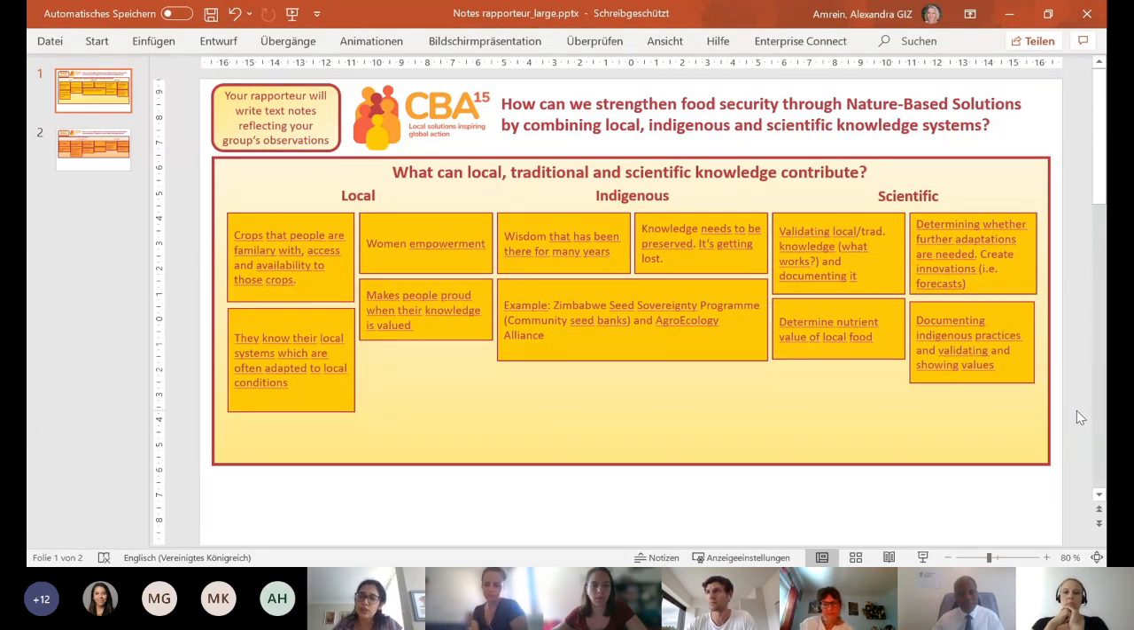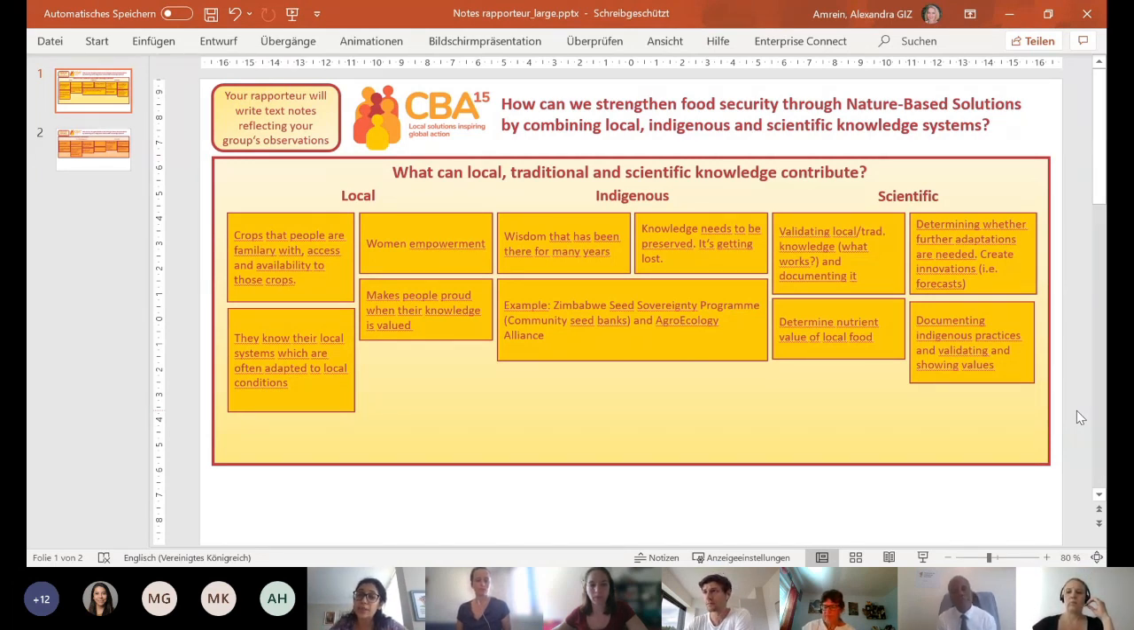There are also two other dimensions that we discussed. One was the gender dimension, in terms of women often being the smallholder farmers and custodians of knowledge. The other was that when you value local and indigenous systems, there is a sense of pride it generates in the local communities and amongst the people about their own knowledge. We looked at a very interesting example from Zimbabwe, the Seed Sovereignty Program and Agroecology Alliance, again trying to capture these different aspects of local and indigenous knowledge and its value.